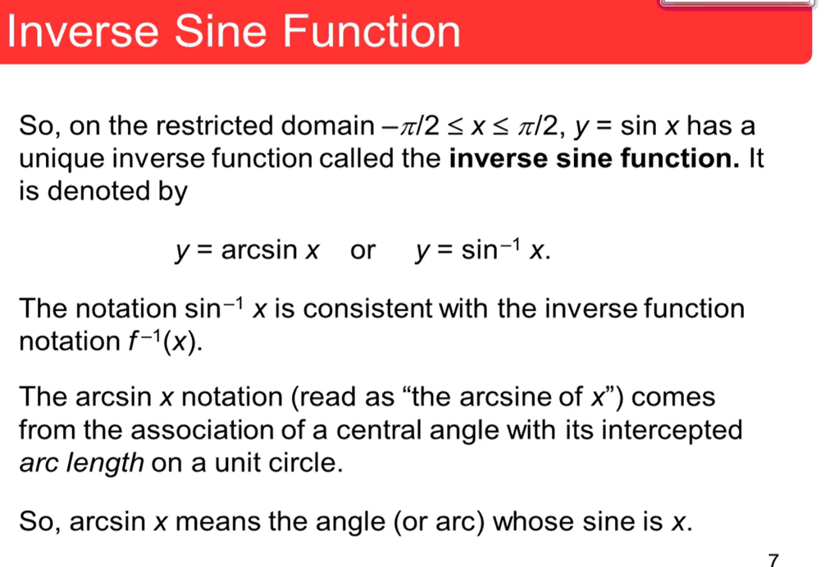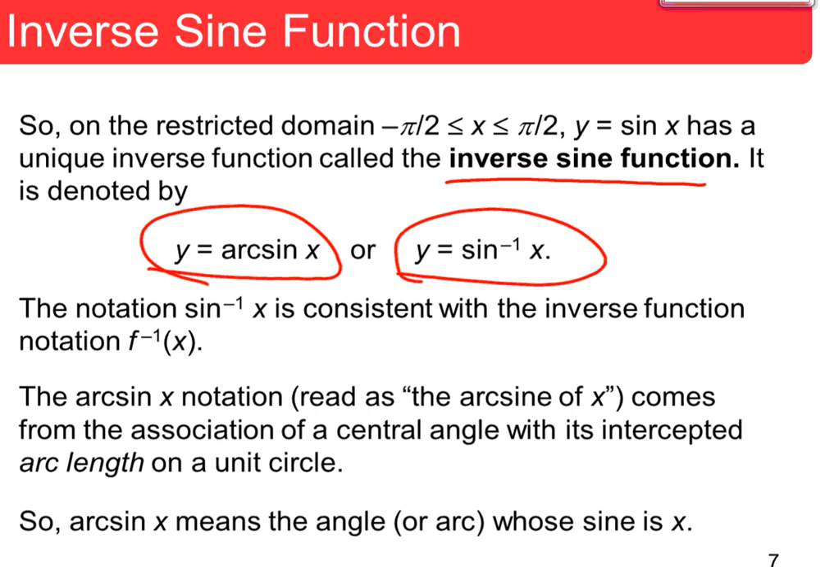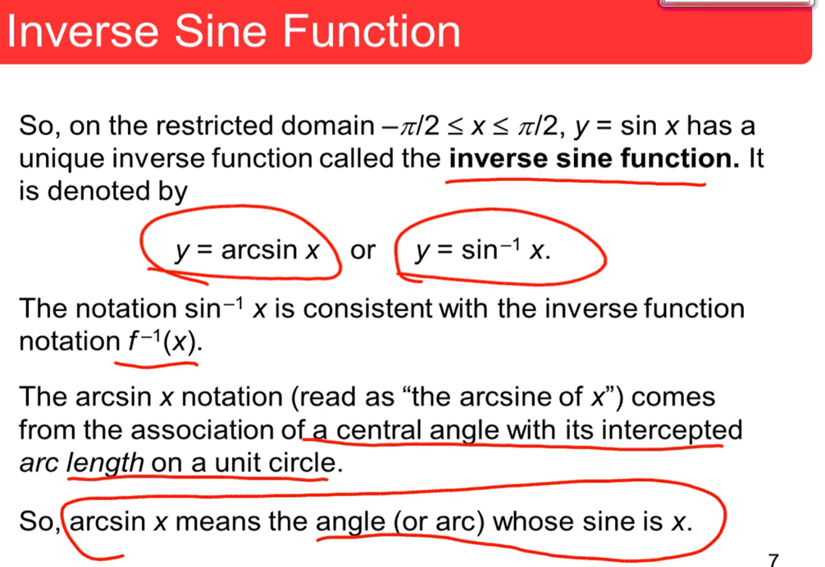The two important things you have to know about the naming of inverse functions is we can use this terminology, the arc sine of x or the inverse sine of x, and those are exactly the same. The inverse sine notation is a little more consistent with f inverse of x, and the arc sine of x comes from the association with the central angle and its intercepted arc on a unit circle. So the arc sine of x means the angle whose sine is x. You want to know that.